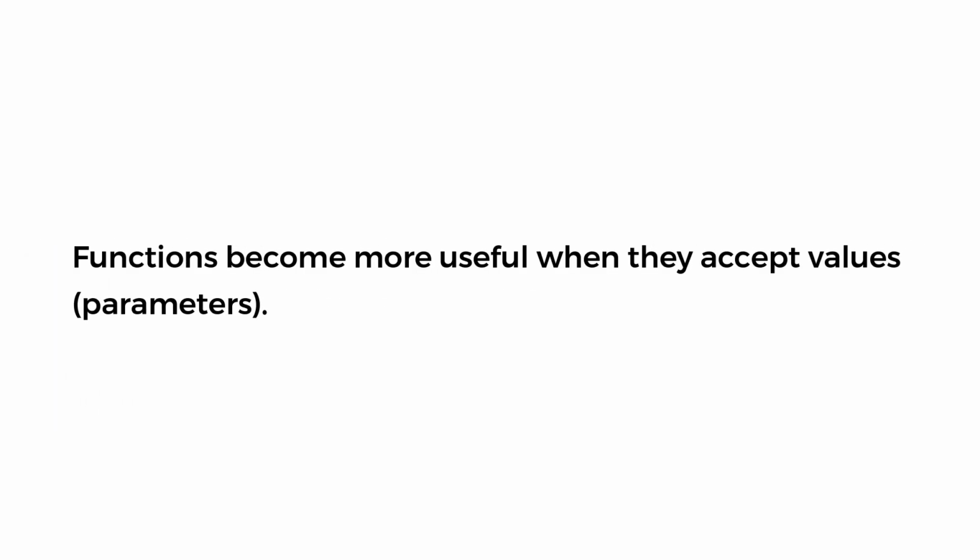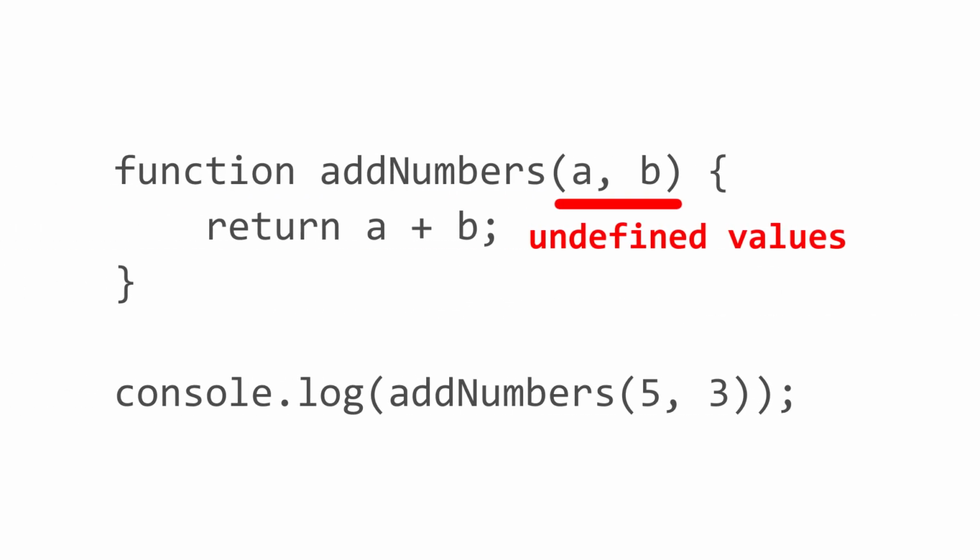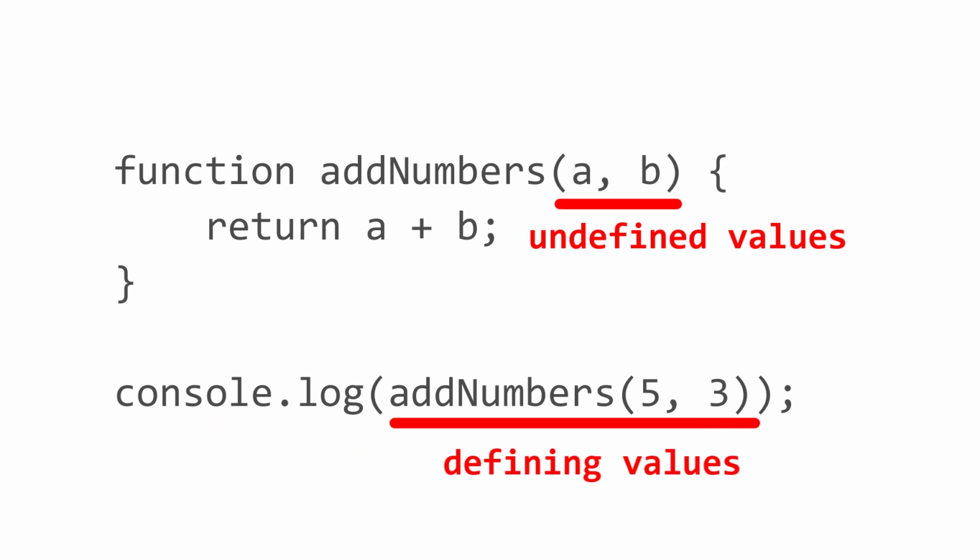Functions become more useful when they accept values. They're called parameters. They're basically an undefined value you add inside the parenthesis when you declare a function, and you assign that value when you call that function.